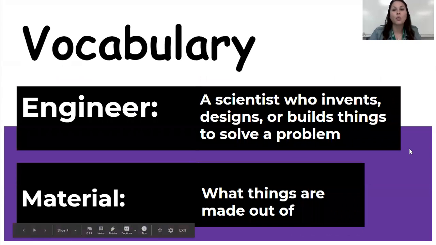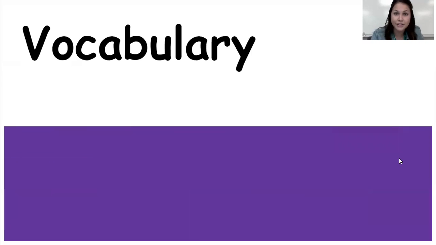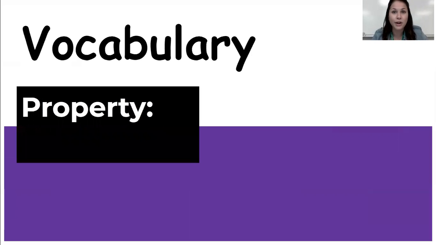All right, so we talked about engineers being a scientist who invents, designs, or builds something to solve a problem. And materials are what things are made out of. We just talked about materials. We talked about metal, plastic, glass, wood, and cloth. Those are all materials. They're what things are made out of. Now, this unit is called properties of materials. We learned what materials means. Let's talk about the word property.